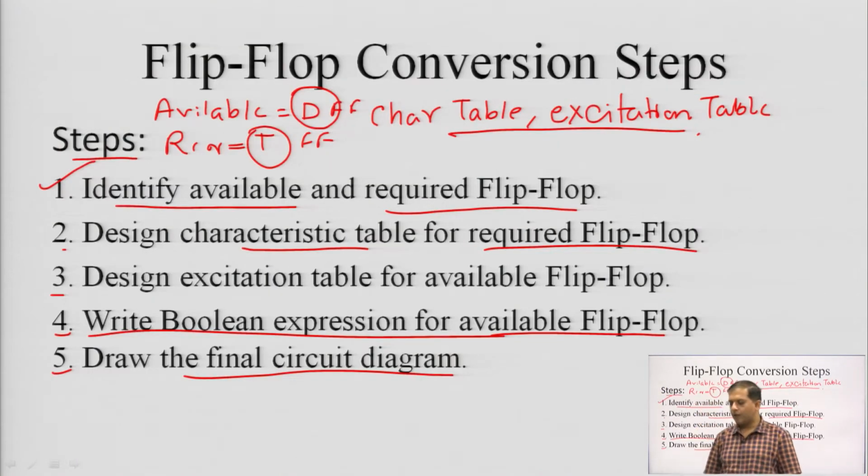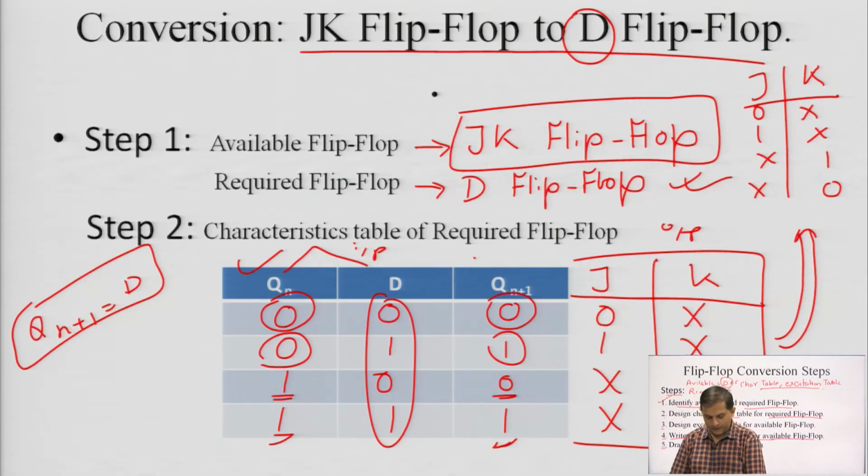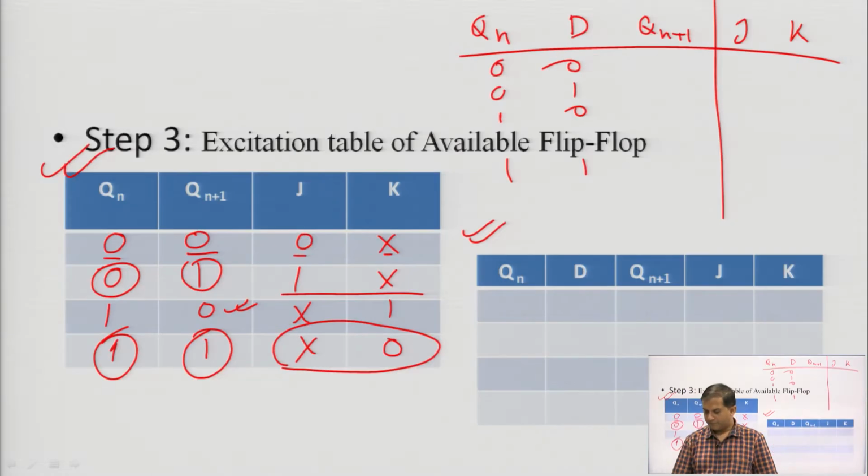The next step is to draw the final circuit diagram from the Boolean expression. So, now we have to write the Boolean expression. The fourth step is to write the Boolean expression for the available flip flop. So, now let us check the Boolean expression.